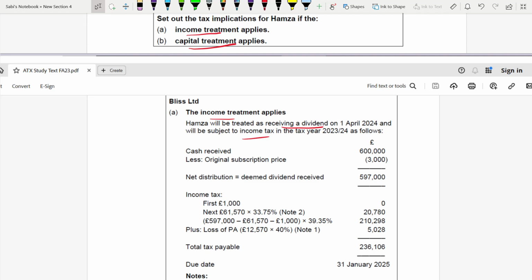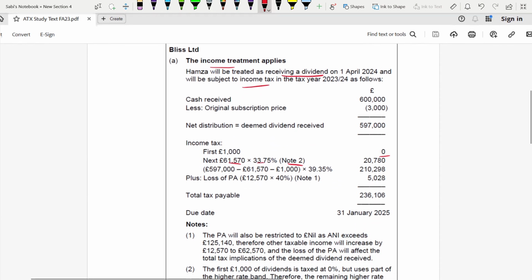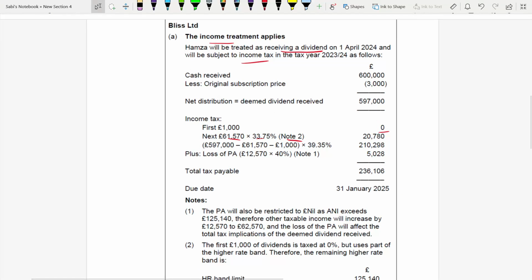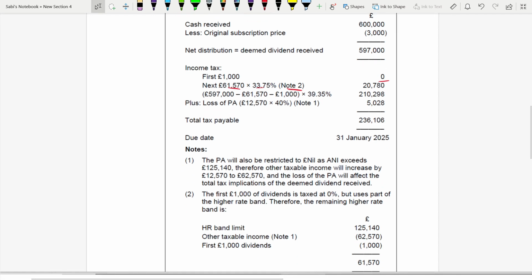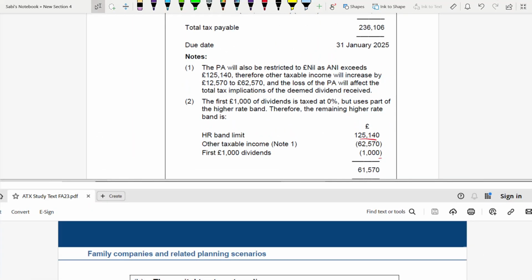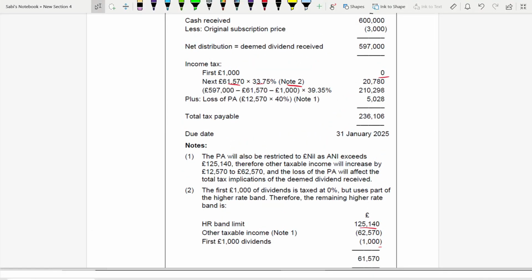Now the first 1,000 will be taxed at 0. Then you need note 2 for this. For the basic rate, you need how much is remaining in the basic rate band. First let us go through the personal allowance. First we'll go through note 2. If you see, the higher rate limit is this much and the first 1,000 is this much. What about the other taxable income? Do we have other taxable income? You have to go through note 1 to see other taxable income.